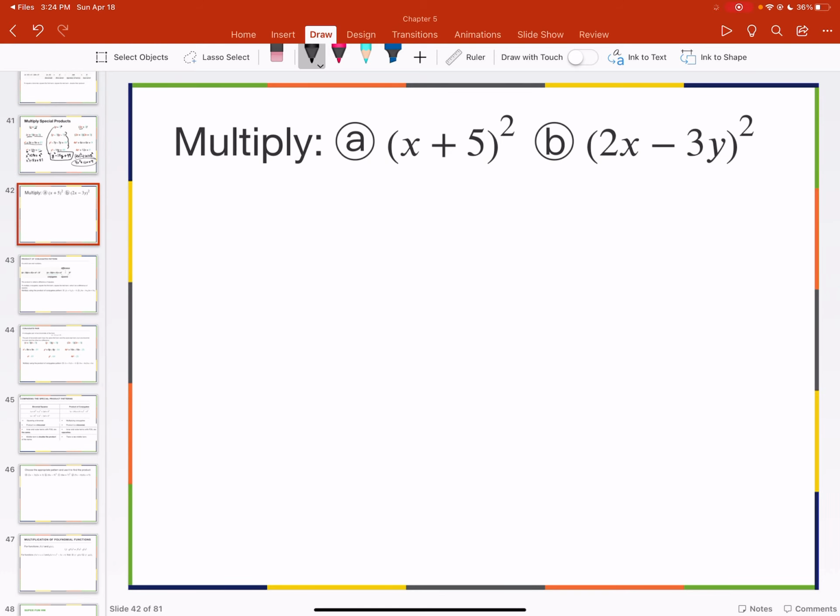So here, okay, so x plus 5, quantity squared. Square the first term, square the last term, okay, and then twice the middle. So 2 times 5x, which is 10x, okay.